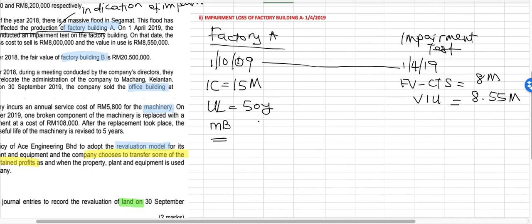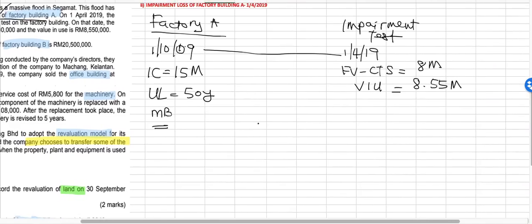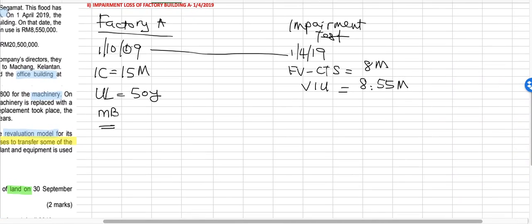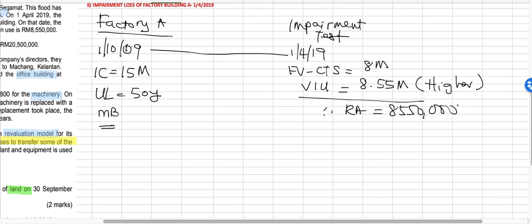the recoverable amount and the carrying value. And how do you identify the recoverable amount? The recoverable amount is the higher of fair value less cost to sell and value in use. So the higher is this one. Therefore your RA is 8550. Now when you do impairment test, you have to compare RA and CV. So now we have RA.